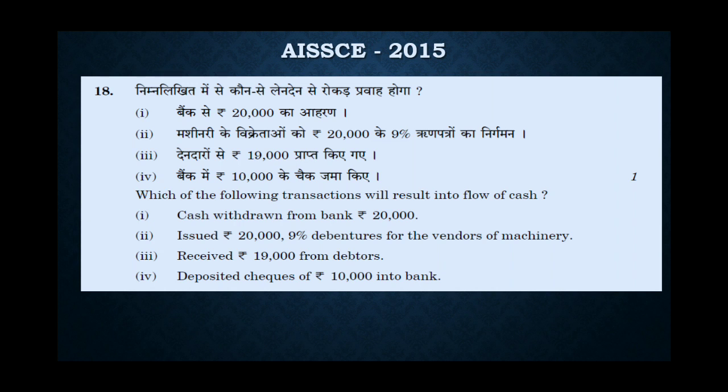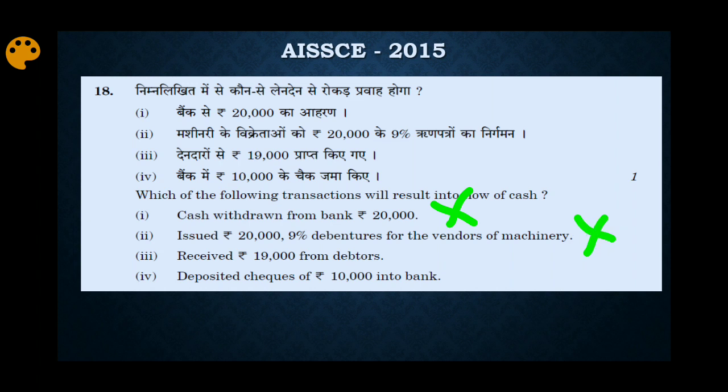Now one by one we will discuss the activities. Cash withdrawn from bank. Basically this activity is here no result of inflow or outflow because it is a cash item, so this is not the answer. The second one is issue of 20,000 9% debentures for the vendor of machinery. Again this is no flow of cash because debentures are issued for the vendors of machinery, so it is the issue of debenture for consideration other than cash. So again its result is no flow of cash.